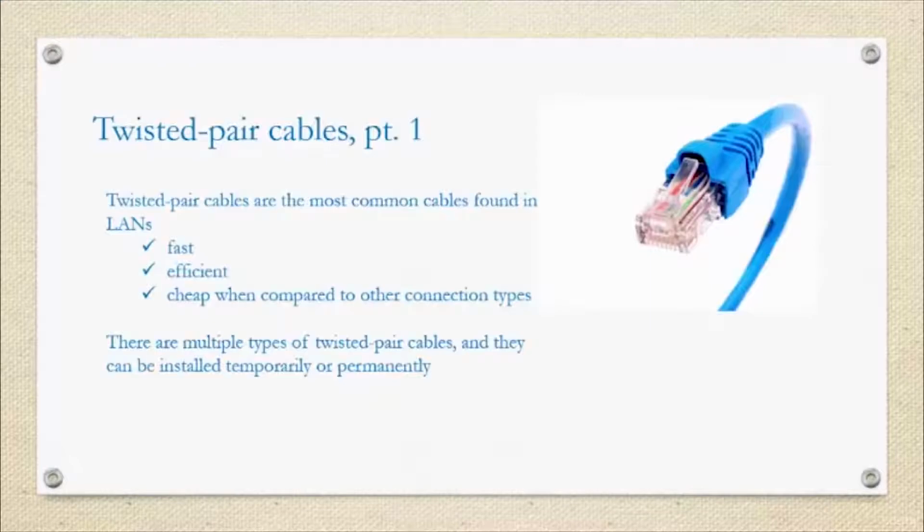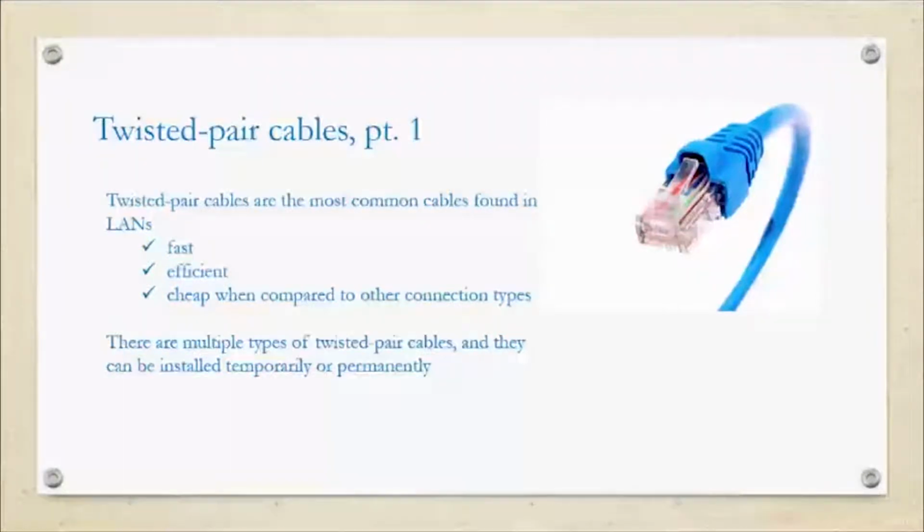Now, twisted pair cables, once again, are commonly found, the most common in fact. And the reason being is that they're very cheap, right? They're pretty fast and they're really efficient at sending data by way of electrical pulses. We've got multiple types of twisted pair cables that are available, and they can be installed temporarily or permanently.